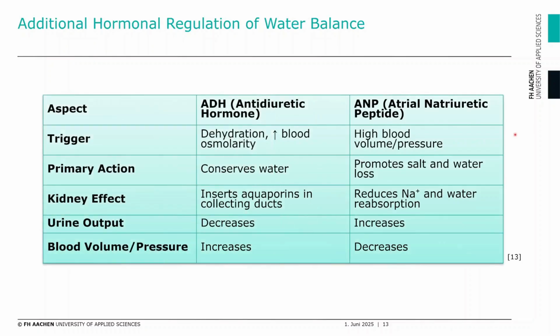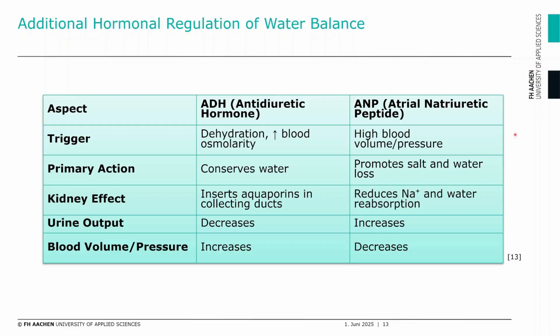This table shows how two important hormones help our body control water balance and blood pressure. First, we have ADH, which stands for antidiuretic hormone. ADH is released from the pituitary gland when the body is dehydrated or when there's too much salt in the blood. It tells the kidneys to keep more water by adding special water channels called aquaporins. This reduces the amount of water we lose in urine, so urine becomes more concentrated. As a result, urine output decreases and blood volume and pressure go up.